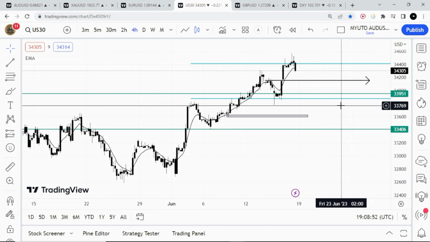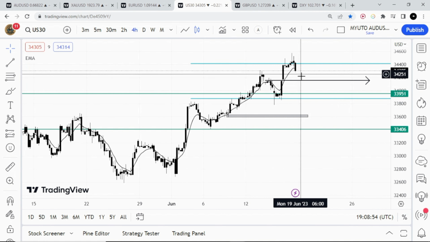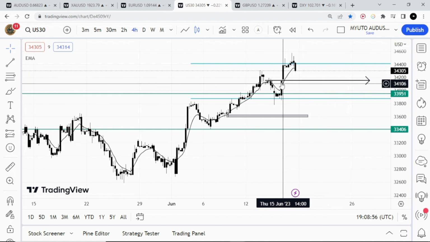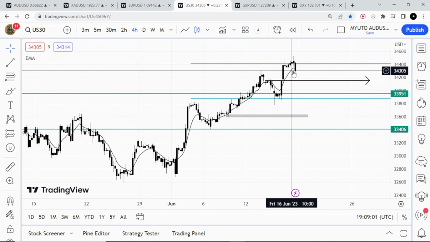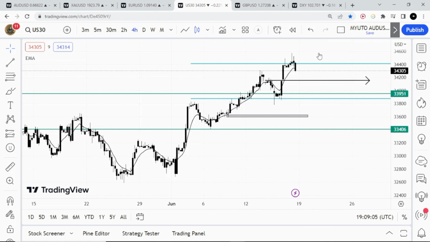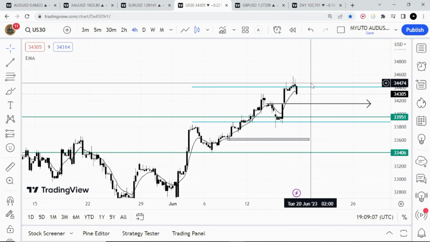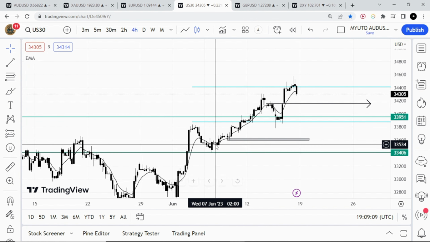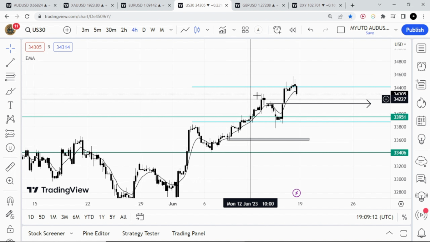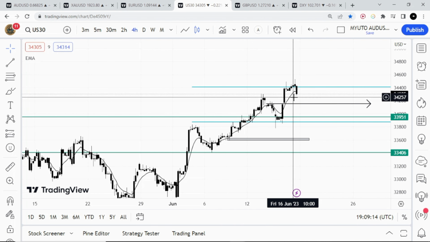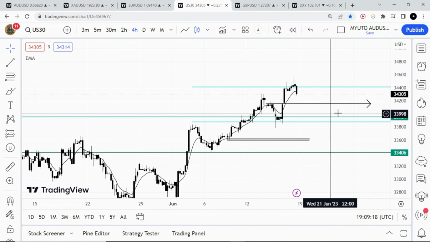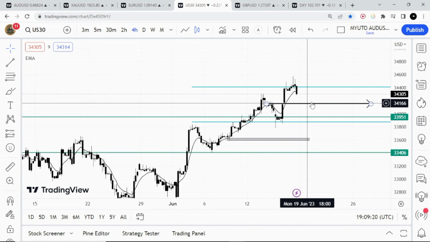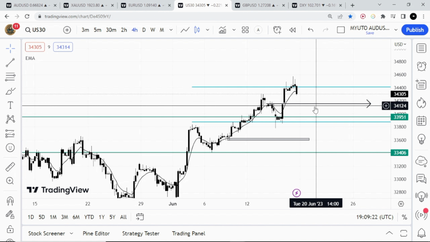So right now, I'm expecting price to retrace back to this gap that we have here, because usually when price makes a gap, it comes back to fill in the gap and then reject from the gap. As you can see, price has been making highs. So there's a potential that price may come find support here at 34,200. So make sure you keep an eye on this level here, 34,200.